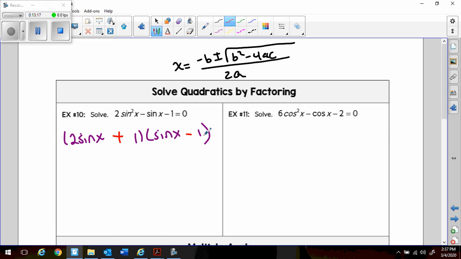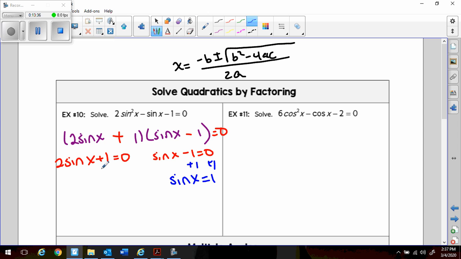So now I can set each one equal to 0. So I have 2 sine of x plus 1 equals 0, and I have sine of x minus 1 equals 0. These two. This one I have to add 1 to move it to the other side. It's not hard. Where is sine equal to 1? Look at your unit circle.